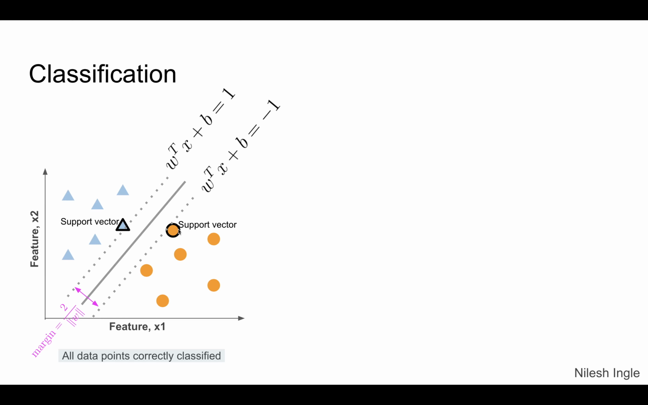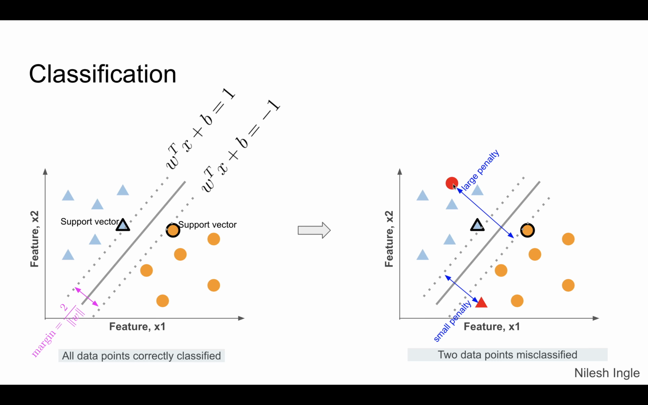And those data points satisfy this equation where w transpose x plus b is -1 and w transpose x plus b is +1. So you have that for each of those positive and negative classes. Now if the data points that we saw earlier, the red circle and red triangle, are on the opposite side, the farther they are, the larger the penalty is. So here the red circle would have a larger penalty, and there would be a penalty for this triangle as well, because it's again on the wrong side.